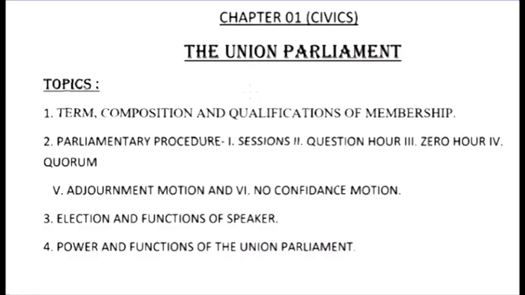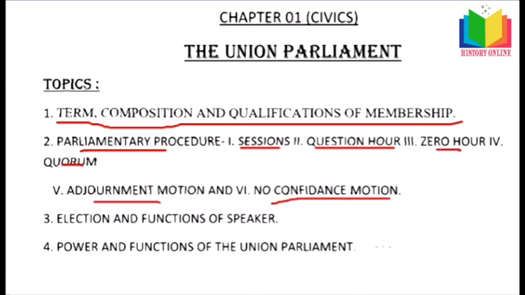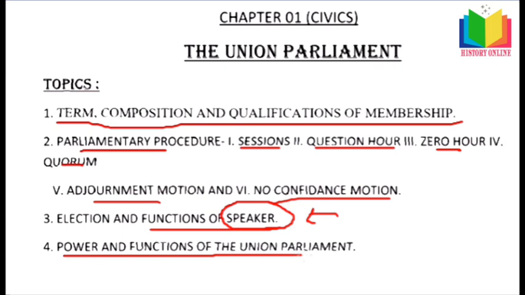So in chapter number 1, that is the Union Parliament, we will learn about these topics. The first topic is term, composition, qualification of membership. The next one is parliamentary procedure like sessions, then question hour, zero hour, quorum, adjournment motion, no confidence motion, and after that the election and function of the Speaker. Speaker means the presiding officer of Lok Sabha. How the Speaker is elected, or who elects the Speaker or presiding officer of Lok Sabha, and after that the power and functions of the Union Parliament. So all these topics you will learn in this chapter.